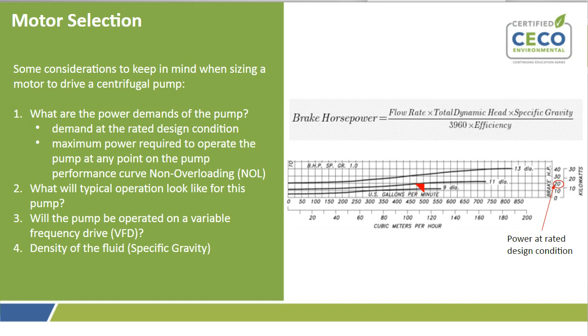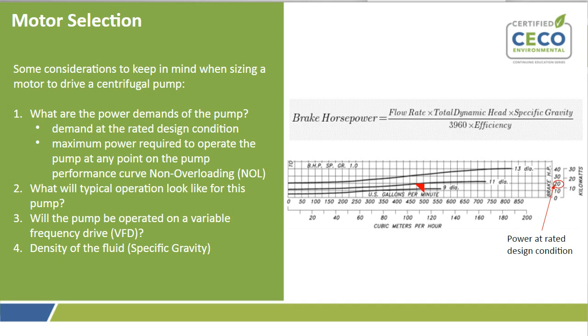Some of these other considerations, you could read them off the chart, but will a pump be operated on a variable frequency drive? This affects the motor selection. If you do have a VFD, the motor is typically provided with shaft grounding rings because of the way the VFD operates. And of course, the fluid specific gravity is very important for motor horsepower.